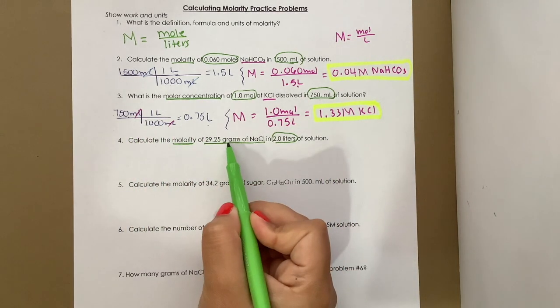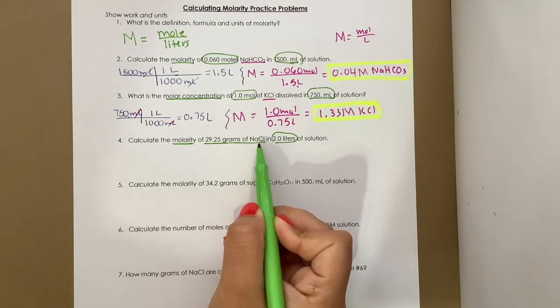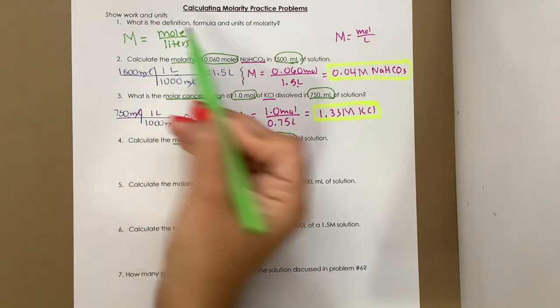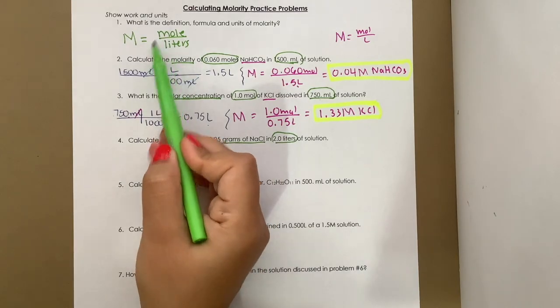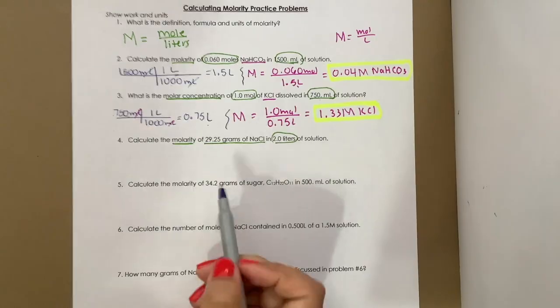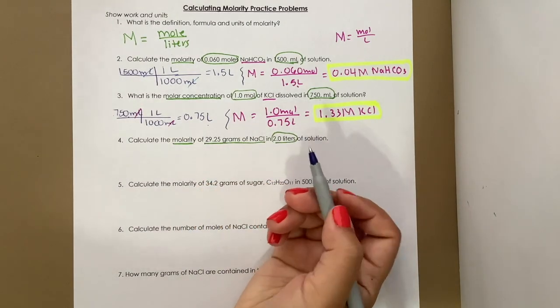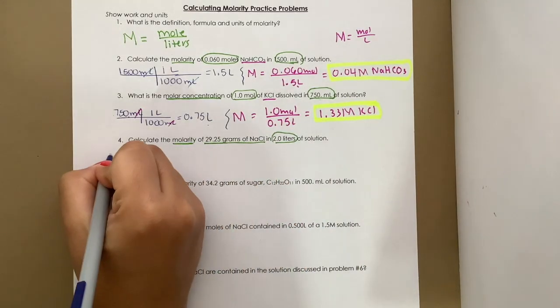But instead of giving us moles, they give us the grams of sodium chloride. So what we are going to have to do is convert grams of sodium chloride into moles of sodium chloride so that we could plug it into this equation. But this is not hard because we know how to go from grams to moles, and that's by using the molar mass.